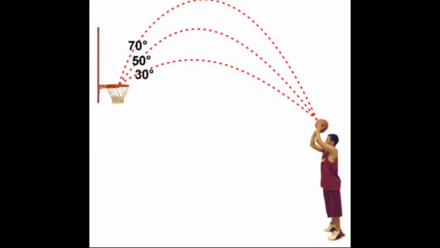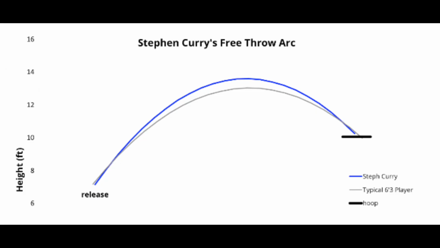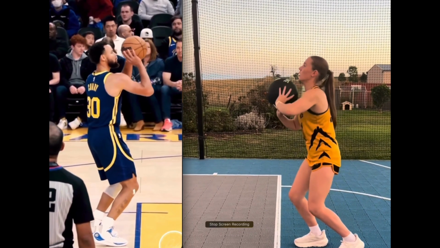To compensate for this limitation, I need to increase my release angle and focus on full body extension to create a higher arc, allowing for a steeper entry angle and improved shot consistency. In comparison, Steph achieves a higher release point through full body extension and a controlled follow-through, allowing the ball to travel at a higher arc and increasing the likelihood of a successful shot. As a result, my lower release height is a key limitation as it decreases both control and margin for error.